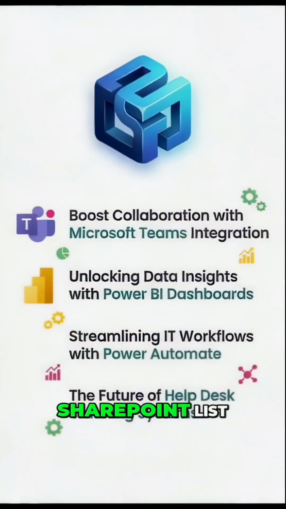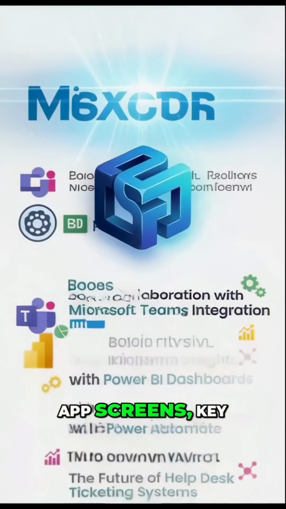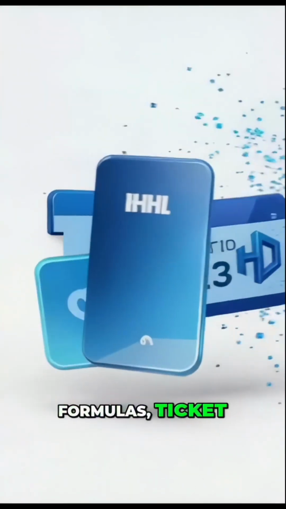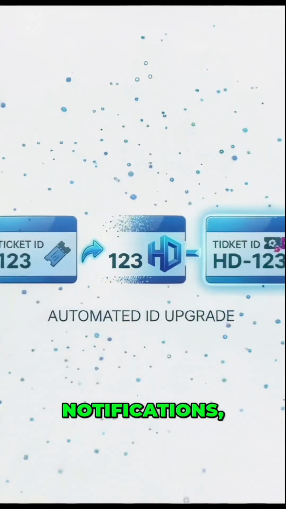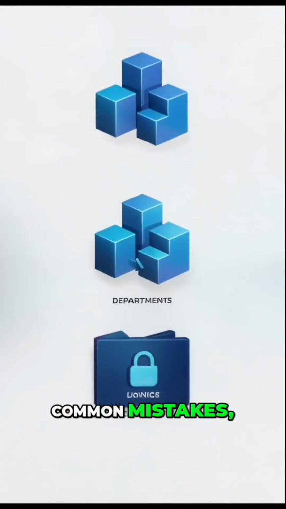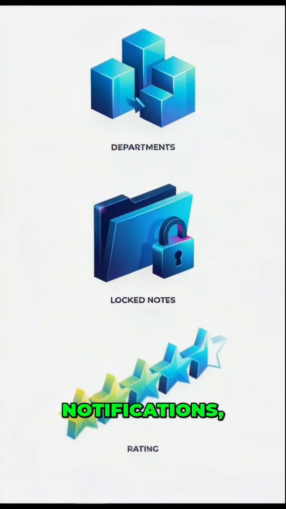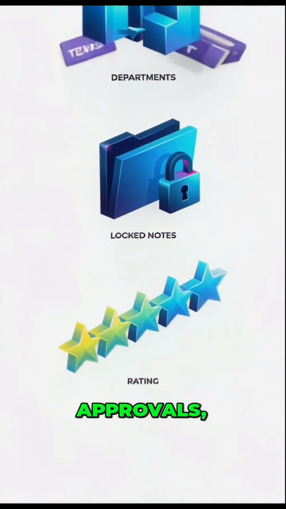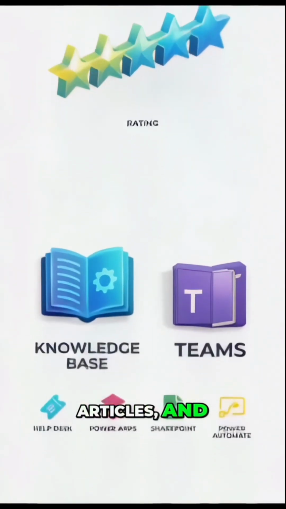For a blog version, use this structure: solution overview, SharePoint list structure, Canvas app screens, key Power Fx formulas, ticket lifecycle, priority and SLA rules, Power Automate notifications, dashboard design, common mistakes, and enhancements like Teams notifications, Power BI reporting, approvals, knowledge base articles, and role-based security.